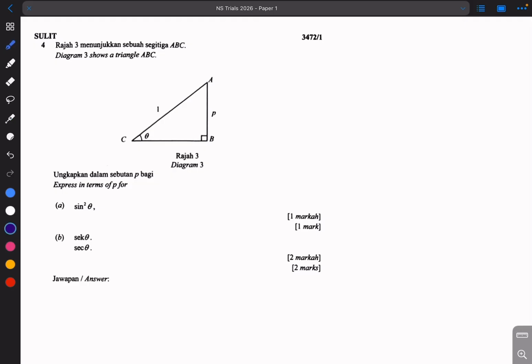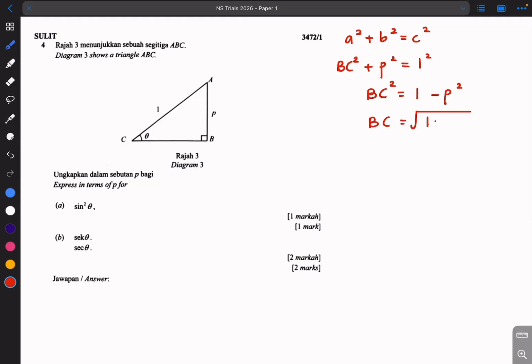So we can start by finding this length so that we can solve any question. Since it's a right angle triangle, we can use Pythagoras theorem to solve the length. This will be our A, this will be our B, and this has to be C, the hypotenuse. So let's call it BC. B will be p squared, C will be 1 squared. So BC squared is 1 minus p squared. Making BC the subject, we get the square root of 1 minus p squared.